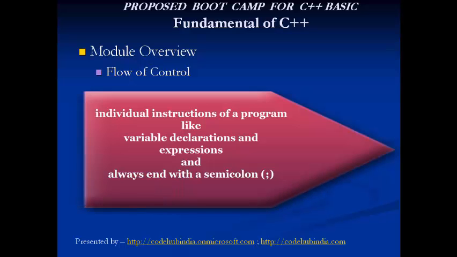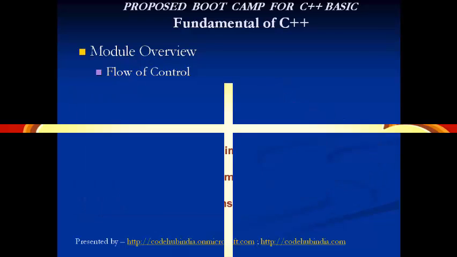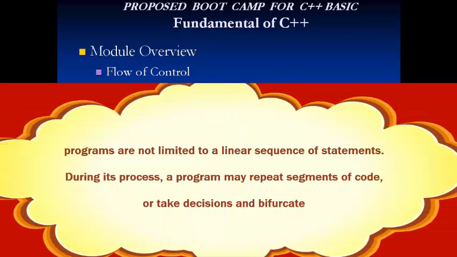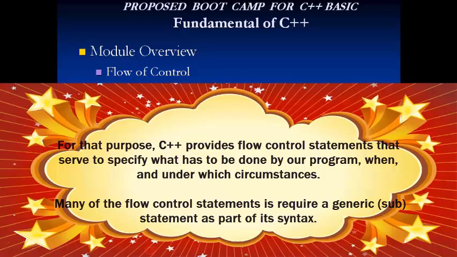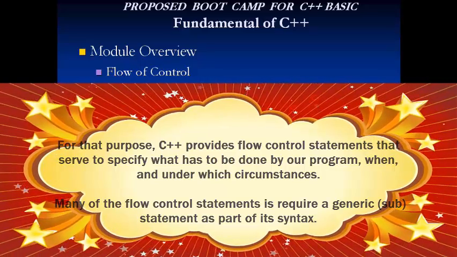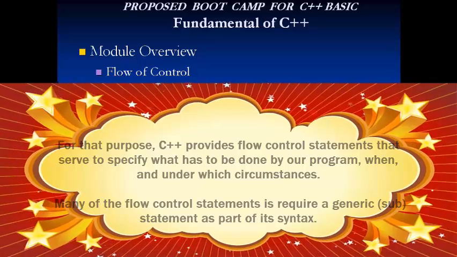A simple C++ statement is each of the individual instructions of a program, like the variable declarations and expressions seen in previous sections. They always end with a semicolon, and are executed in the same order in which they appear in a program. But programs are not limited to a linear sequence of statements. During its process, a program may repeat segments of code, or take decisions and bifurcate. For that purpose, C++ provides flow control statements that serve to specify what has to be done by our program, when, and under which circumstances.